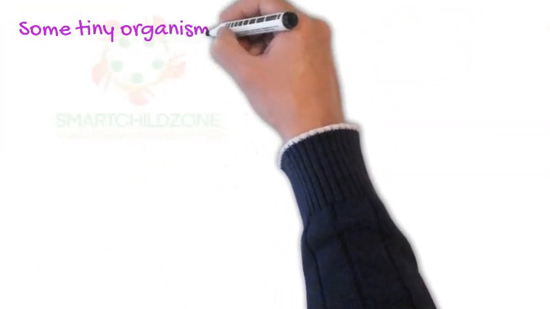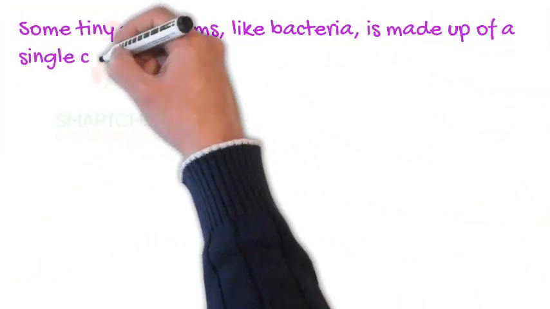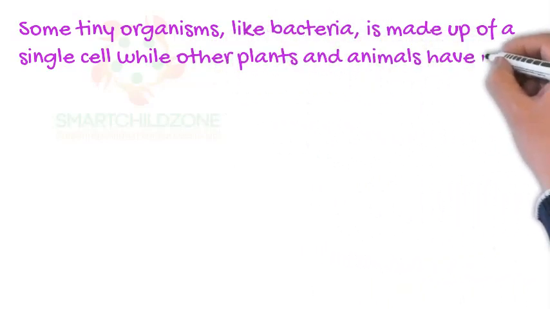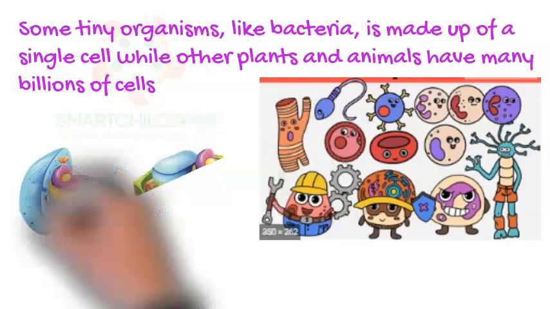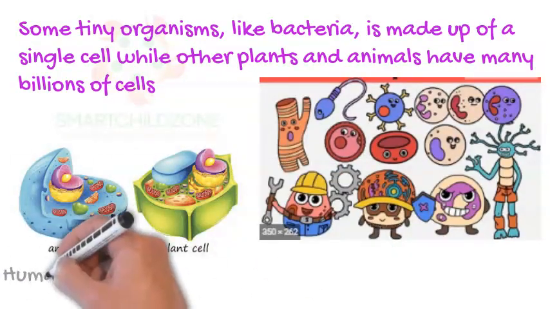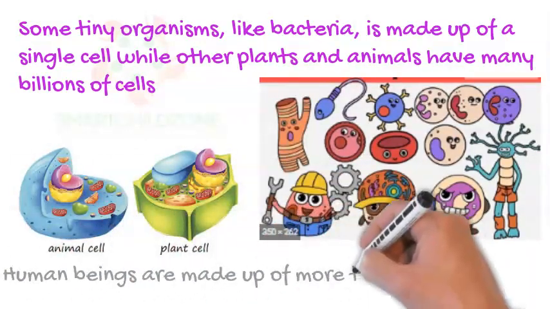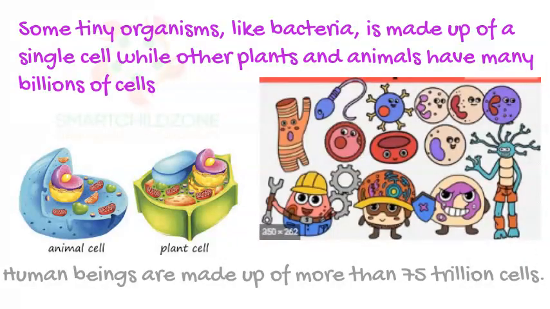Some tiny organisms, like bacteria, are made up of a single cell, while other plants and animals have many billions of cells. Human beings are made up of more than 75 trillion cells.